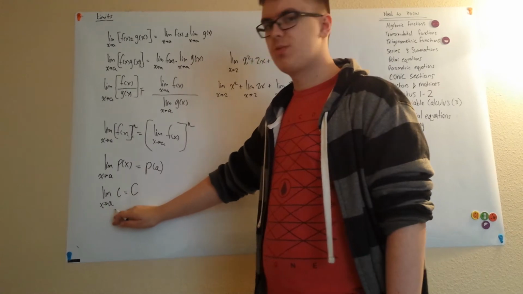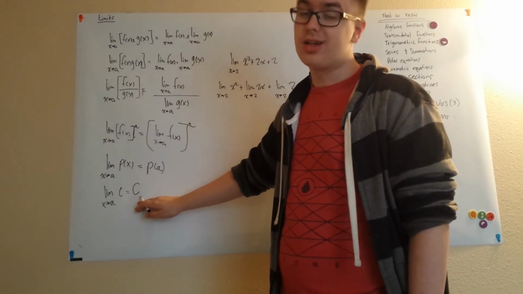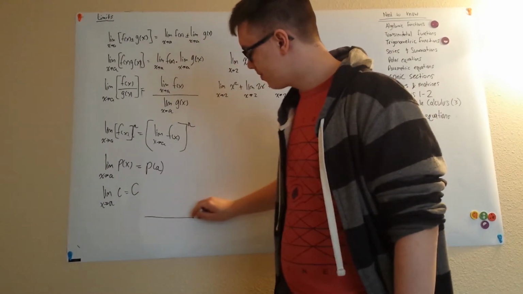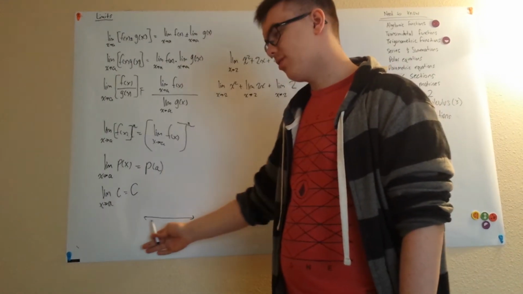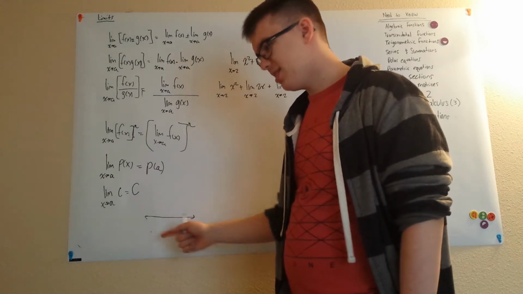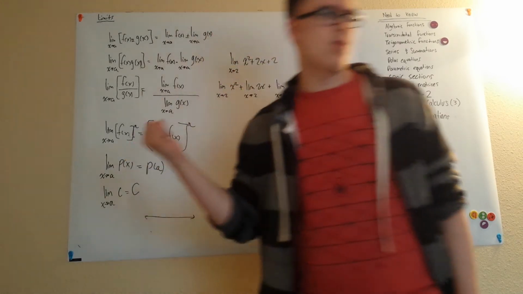If our limit is of a constant, it's always that constant C. If we approach any value from the left and right of a constant, it'll always be that same value. That's why that works.